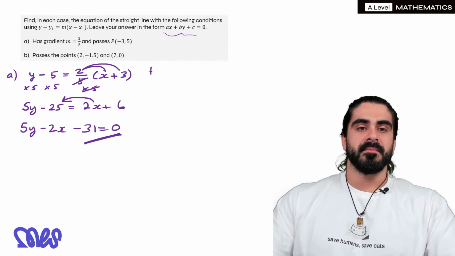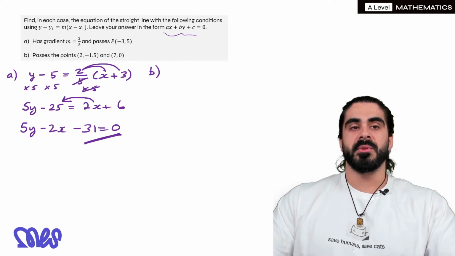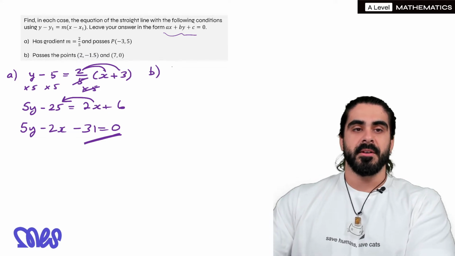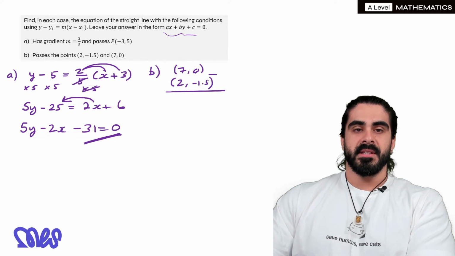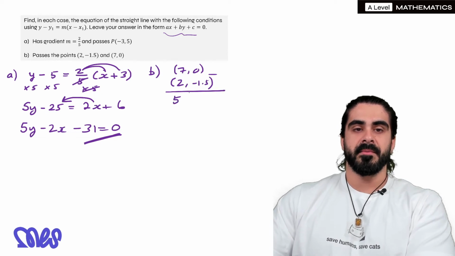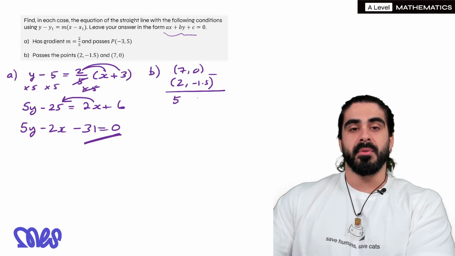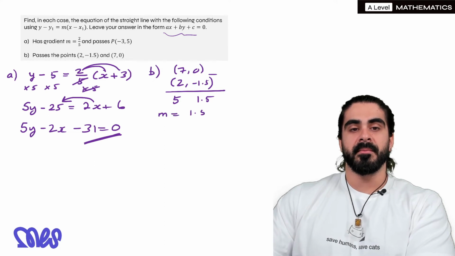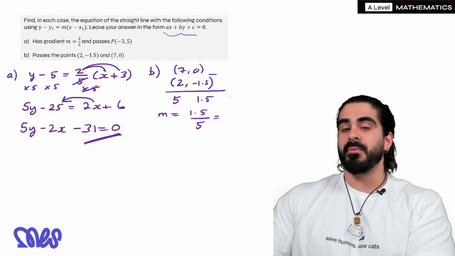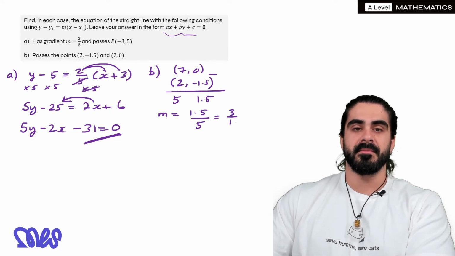Now for part B, we've been given both coordinates, so we need to find what the gradient is first. So we line up the coordinates and make the subtraction. 7 minus 2, 5. 0 minus minus 1.5 would become positive 1.5. So the gradient is the change in y divided by the change in x. Now I prefer if we just double top and bottom here, so we're going to get 3 over 10.